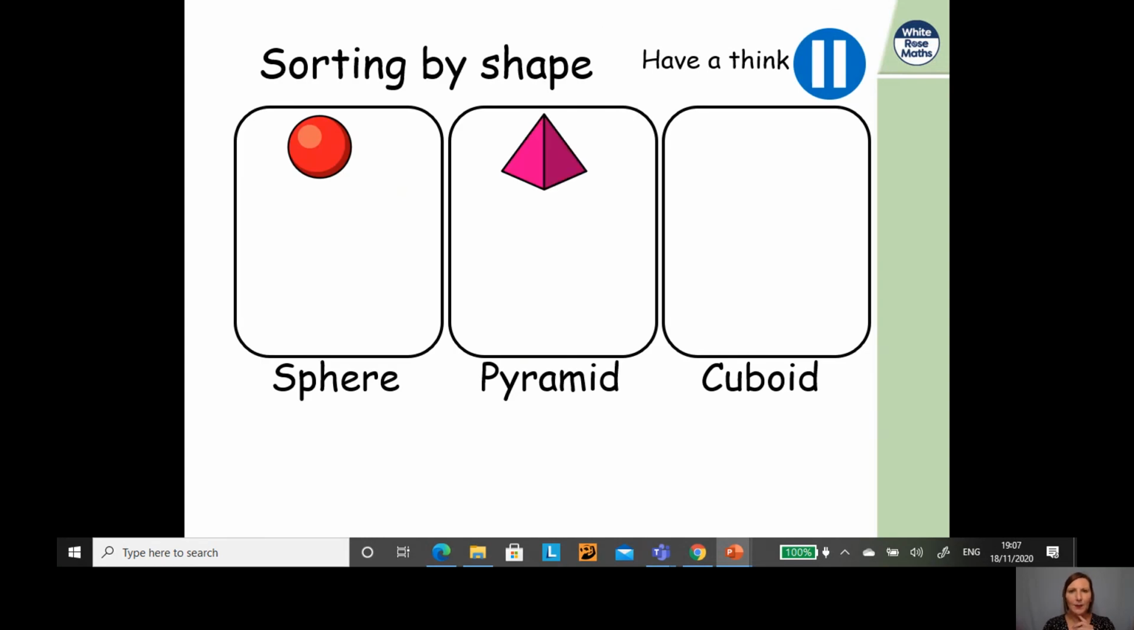I have some more shapes I'd like you to sort for me. I have the sphere, the pyramid, and the cuboid. Have a look at my shapes now and pause the video and talk about where you would think they would go.